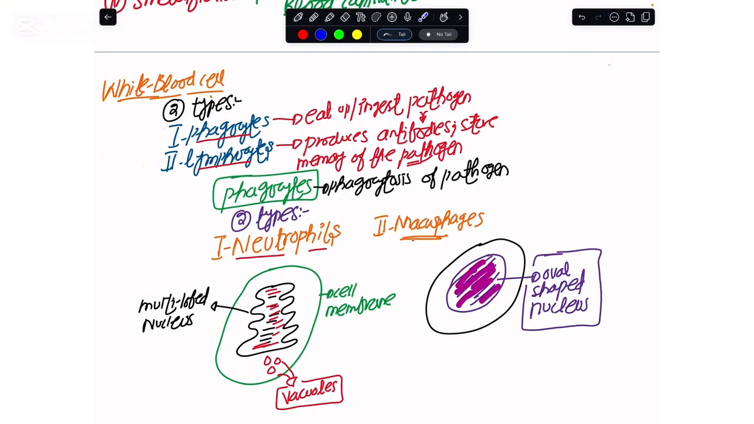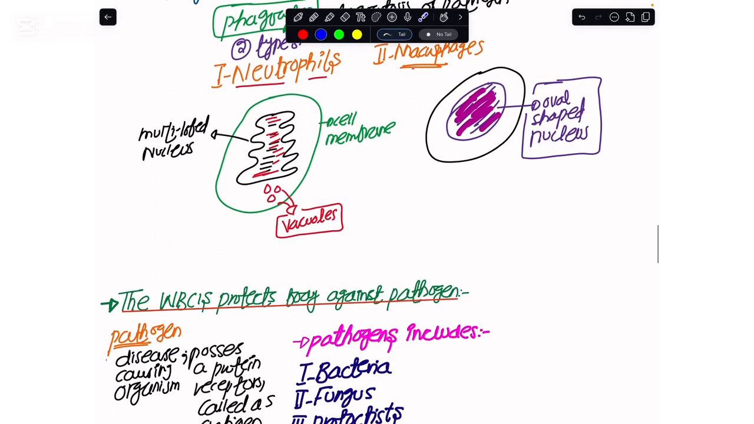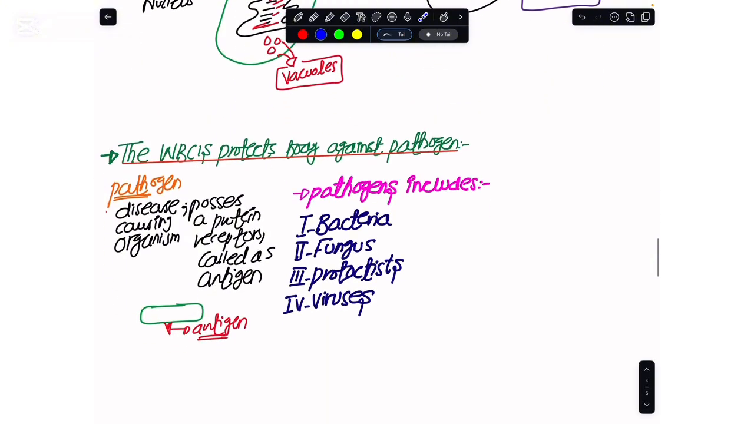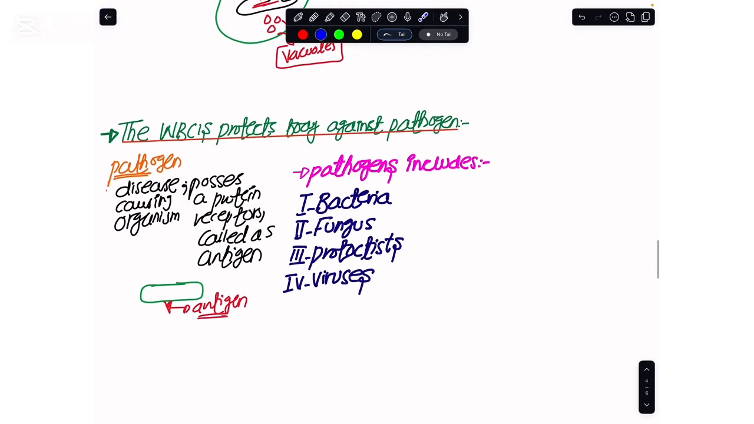But you see that for the phagocytes we have two subdivisions. We have the neutrophils, and then we have the macrophages. The neutrophil, which is one of the phagocytes, has a multi-lobed nucleus. And the macrophage has an oval-shaped nucleus. But no matter if we have a neutrophil or a macrophage, which are the subdivisions of the phagocytes, what they have to do is eat up the pathogen.